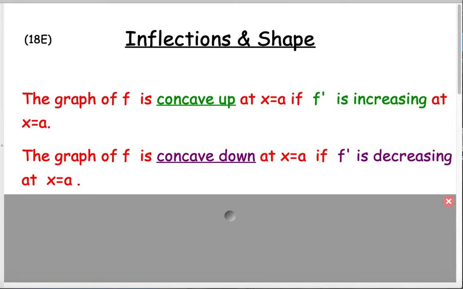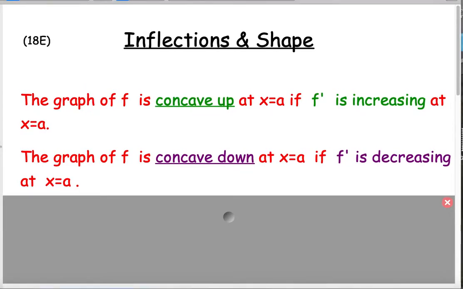So what does that mean? Well, everything we do we can relate back to what we know between a function and its derivative. So when we're talking about f prime increasing, that means the derivative of f prime is positive. That would make f prime increasing. And if the derivative of f prime is negative, then f prime is decreasing.